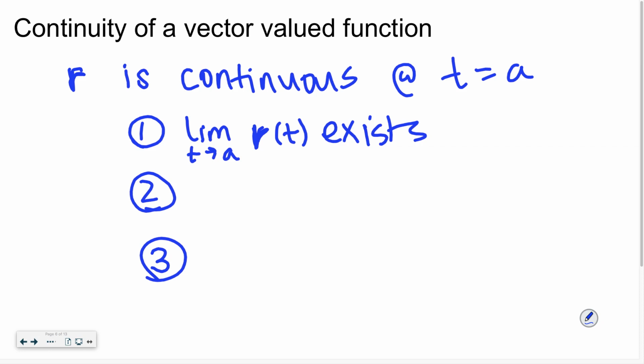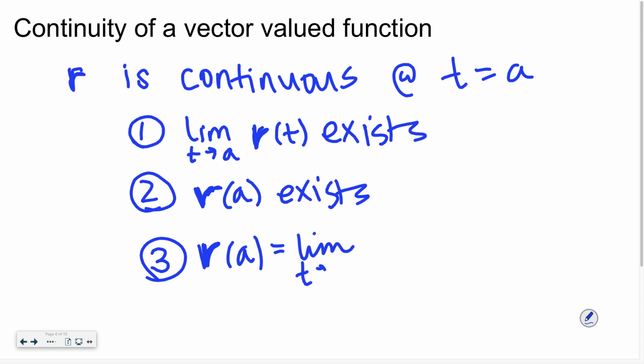Okay. For continuity, Haley, what's something else that has to happen? We have a limit that exists. Not derivatives, because we didn't learn derivatives until well after continuity. So if we have a limit, what else do we need? Yes. Okay, so r of a. And then what has to be true? They have to be the same. Okay, the limit has to equal r of a.